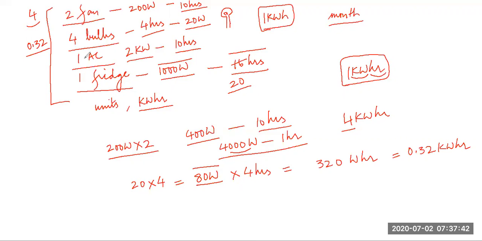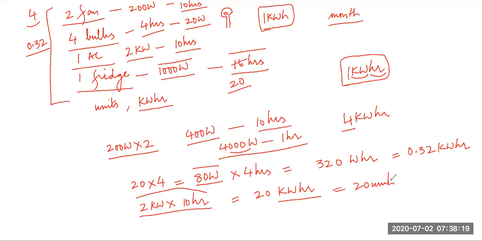Fine. So one AC, it's working for 10 hours, so you can very well do it. One AC, 2 kilowatt into 10 hours. Very simply, can you tell, students, how many units it will consume in one day? Anyone can say? It's like 2 into 10, it's like 20 kilowatt hour. And 1 kilowatt hour is 1 unit. So this is 20 units. So it will consume 20 units of electricity in one day.